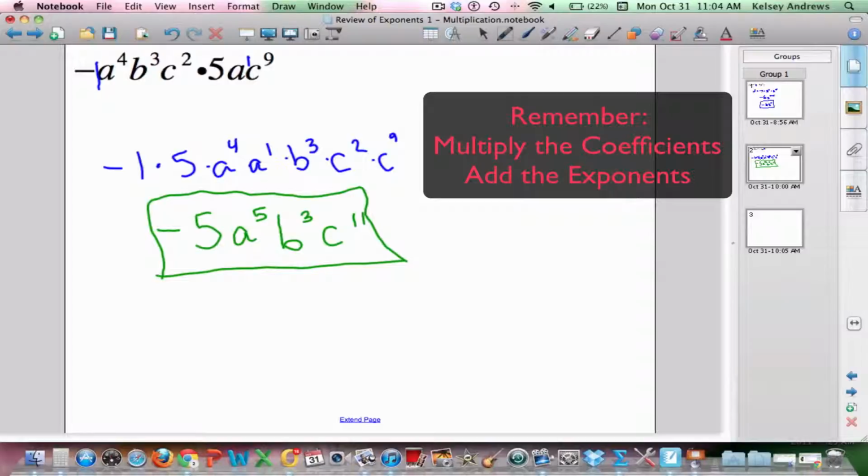Okay, and remember, when we're multiplying, we multiply the coefficients and we add the exponents, but only of the ones that had the same base. So it has to be the same variable, and then we can add the exponent.